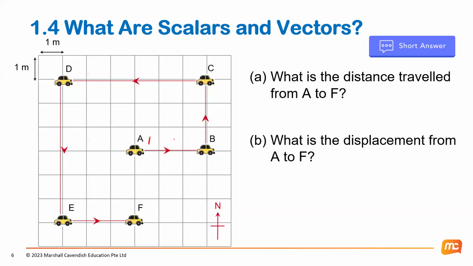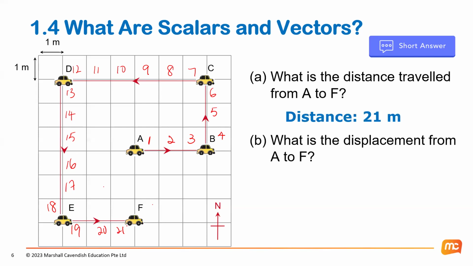Okay, I will move 1 meter, 2, 3, 4, 5, 6, 7, 8, 9, 10, 11, 12, 13, 14, 15, 16, 17, 18, 19, 20, 21. Okay, so the total distance that the car moved from A to F would have been 21 meters.